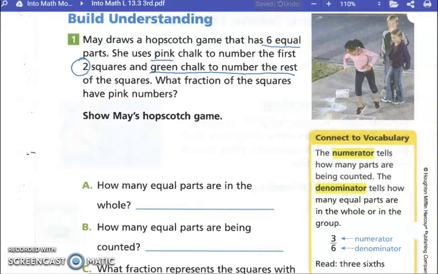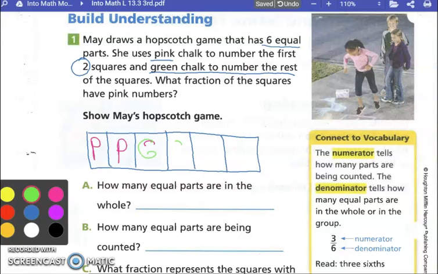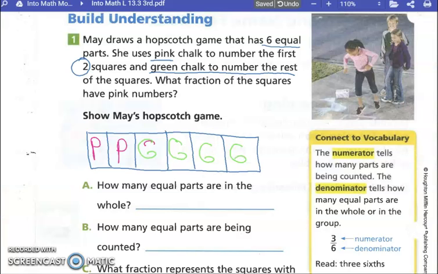So draw, how many boxes are we going to draw? 6 boxes. So you could draw a rectangle, cut it in half, and cut that half in half 2 more times. Like that. And we have 6 pieces. How many pink parts were there? 2. And the rest it said were green. So we have 4 green. And 4 plus 2 is 6. We were supposed to have 6 parts.